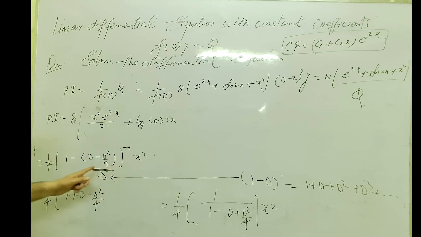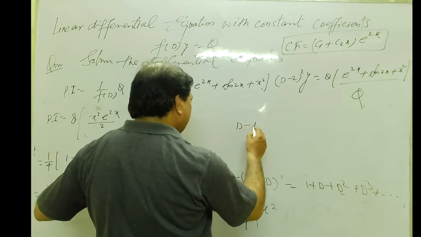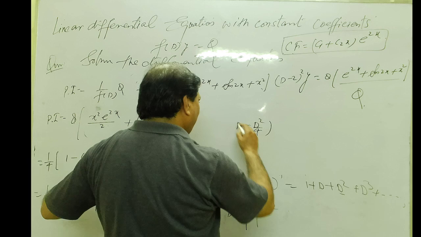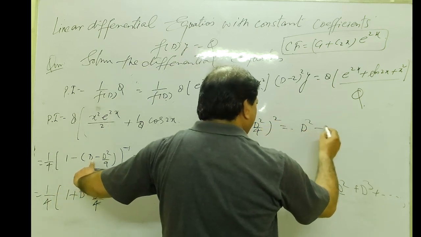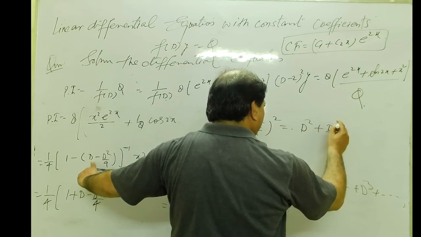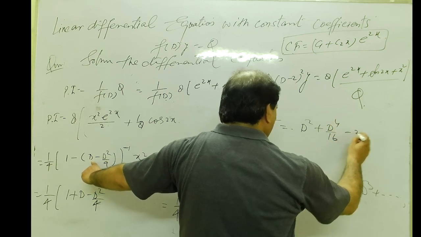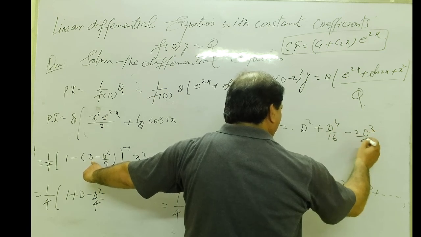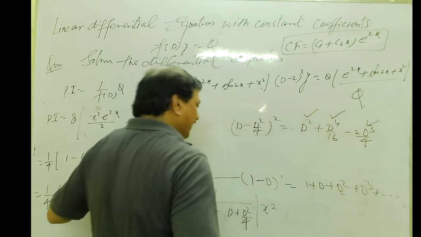Okay, that means again this whole square. That means d square, here d minus d square by 4 whole square. You can write d square plus d square, that means d power 4 by 16 and minus 2d cube by 4. This is the third derivative, this is the fourth derivative, and this is the second derivative.